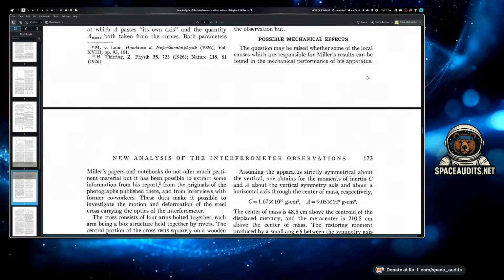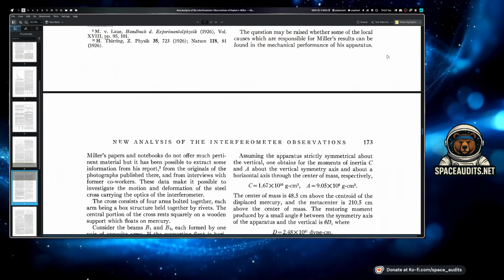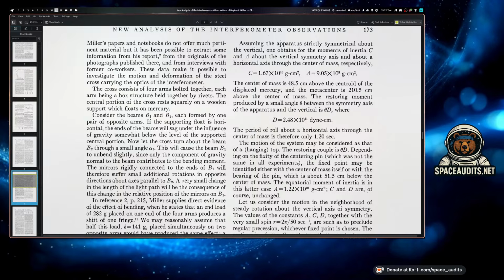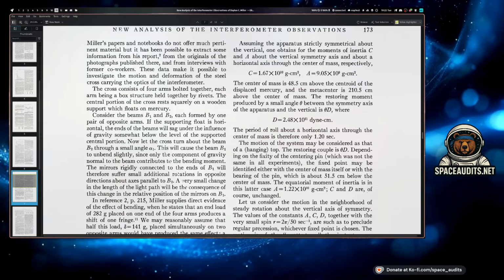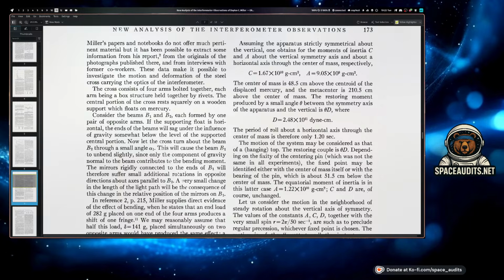Bottom of 172. Possible mechanical effects. The question may be raised whether some of the local causes which are responsible for Miller's results can be found in the mechanical performance of his apparatus. And this is what it's about, okay? He's completely diverting your focus away from the possible cause. And we're looking at nothing but noise and physical and, you know what I mean, internal friction and all kinds of other crap. Miller's papers and notebooks do not offer much pertinent material, but it has been possible to extract some information from his report, from the originals of the photographs published there, and from the interviews with former coworkers.